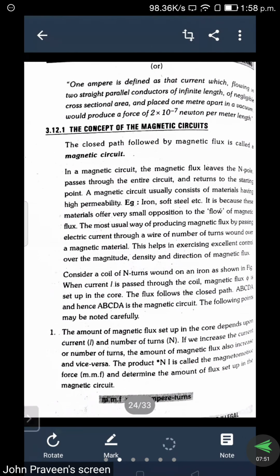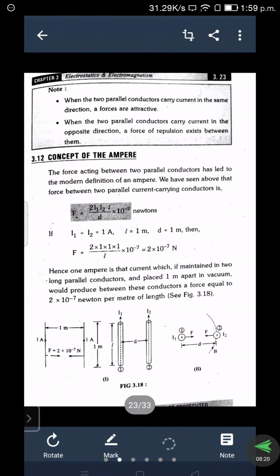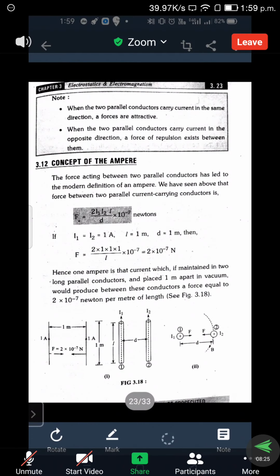1 ampere is defined as that current which, flowing in two straight parallel conductors of infinite length and negligible cross-section area, placed 1 meter apart in a vacuum, would produce a force of 2 into 10 to the power of -7 newtons per meter length. So this is the definition. We have to remember it to remember the ampere.